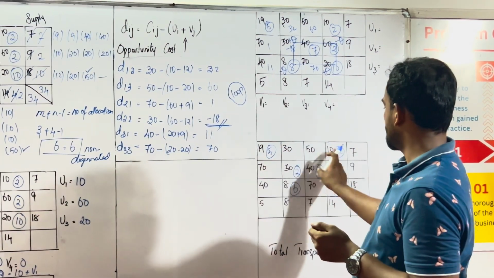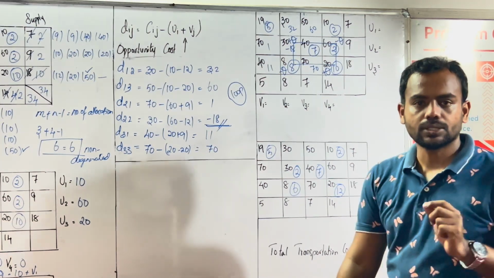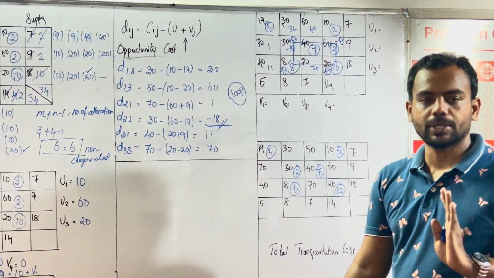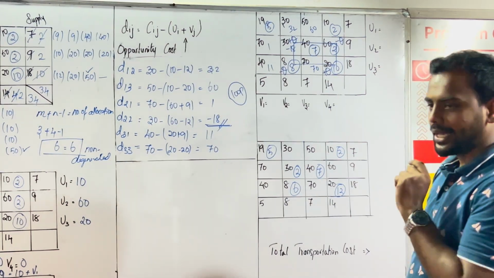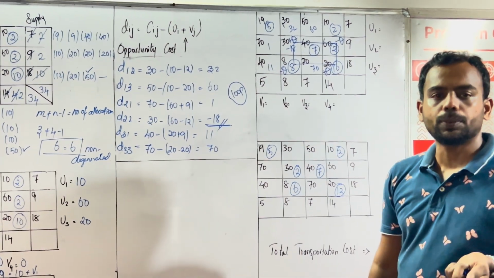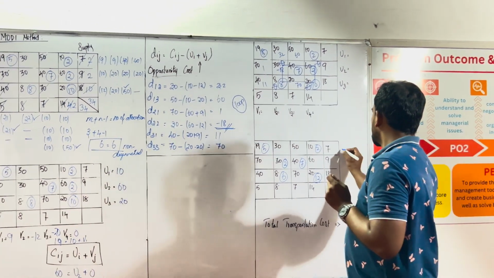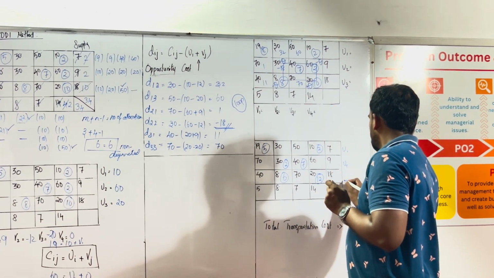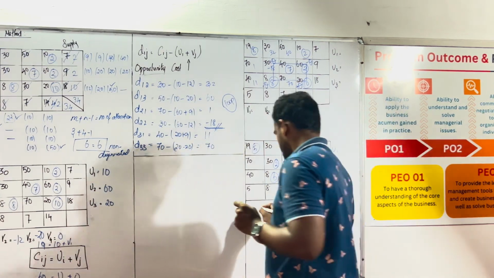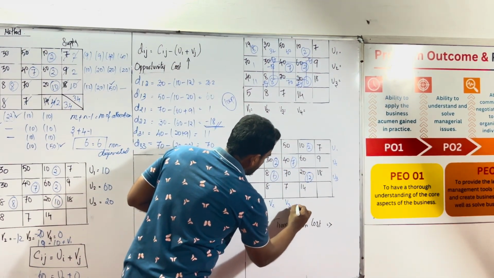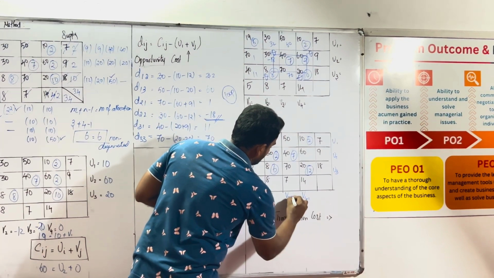So how many allocations? 1, 2, 3, 4, 5 and 6. So now we have 6 allocations, which is equal to m plus n minus 1. Okay, so now again we need to find out the opportunity cost. For finding the opportunity cost, you need to first find out U1, U2, U3, V1, V2, V3 and V4.